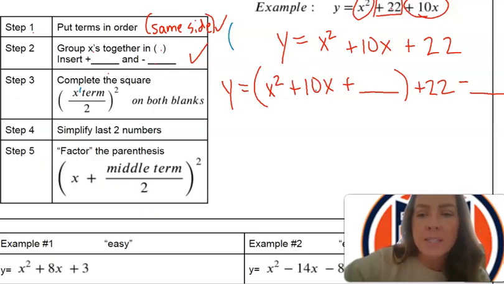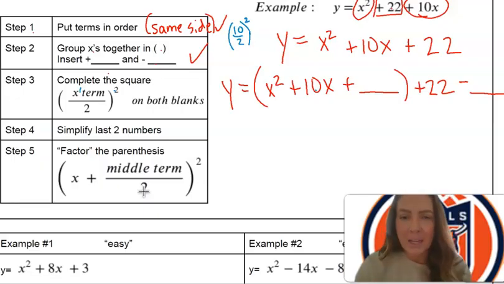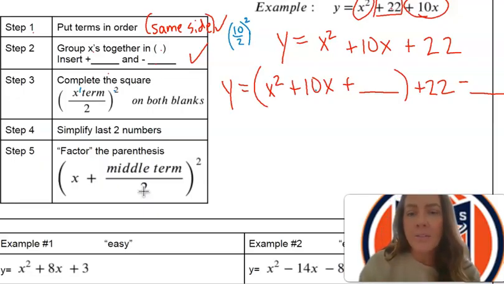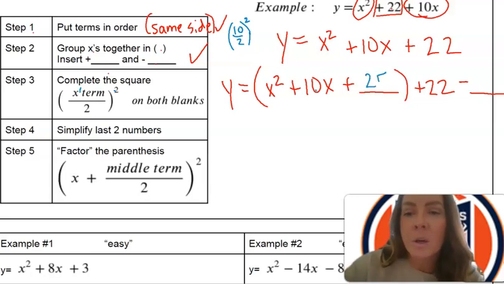So our x to the first term is 10x. So 10 divided by 2, and then we always square it. I want to simplify that before I put it on the blank. So 10 divided by 2 is 5. 5 squared means 5 times 5, which is 25. And so that's what goes on the blanks.